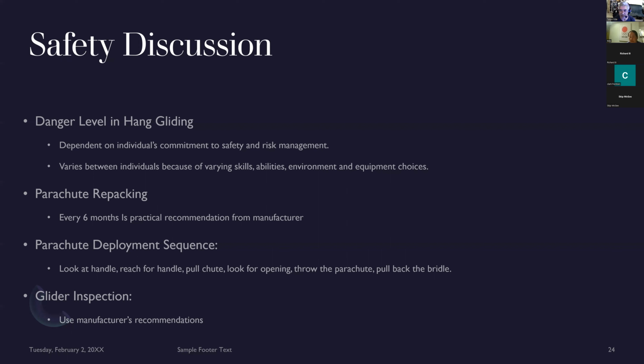Where do you find your glider's inspection recommendations? Nobody knows? Anybody work in tech? Does anybody know what I mean when I say RTFM? Read the frickin' manual. Yeah. So you can find the inspection requirements in the manual itself, typically. I know for Icaro, Moyes, and Wills Wing gliders, they all have inspection information in the manual.